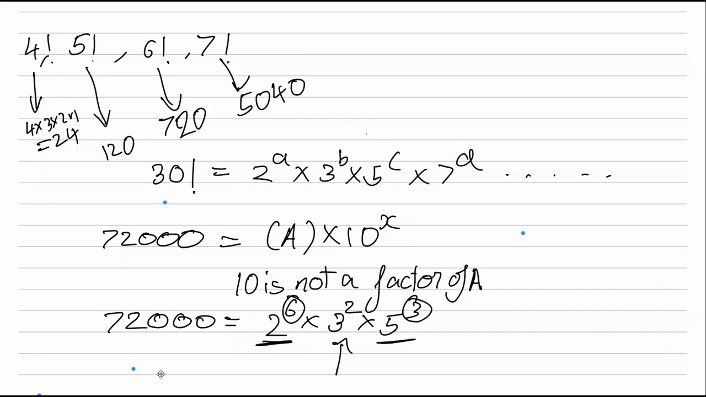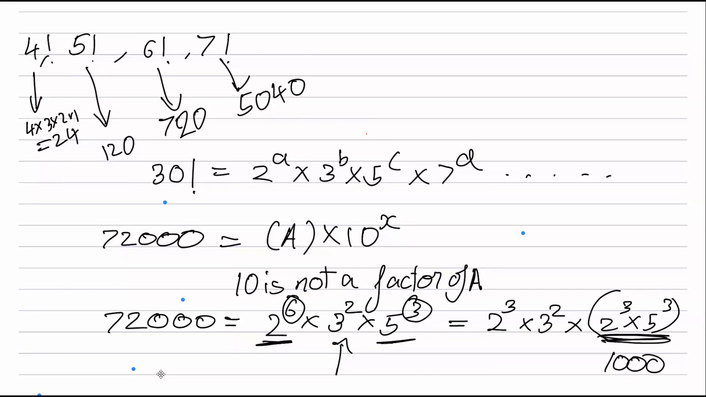We'll remove that many 2 and 5 together as common. So that will be 2 to the power 3 times 3 to the power 2 times 2 to the power 3 times 5 to the power 3. And this will become 1000. This is what is contributing to our trailing zeros. Because in our decimal system of numeration, whenever we multiply by 10, it's equivalent to adding a 0 to the rightmost digit of our number.